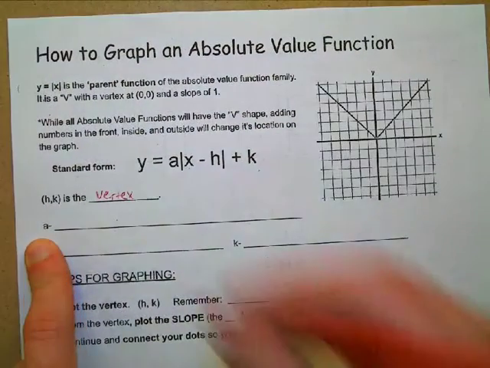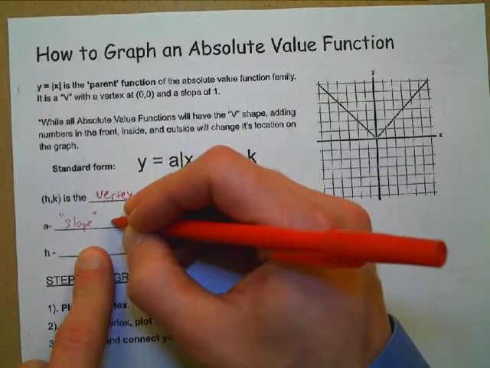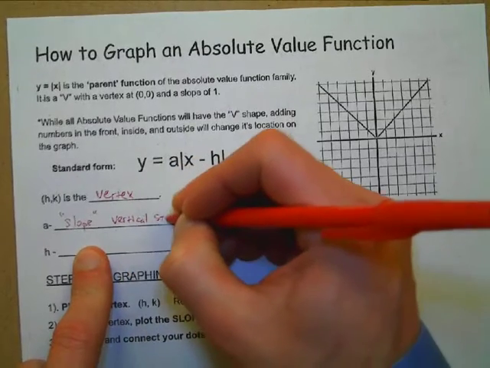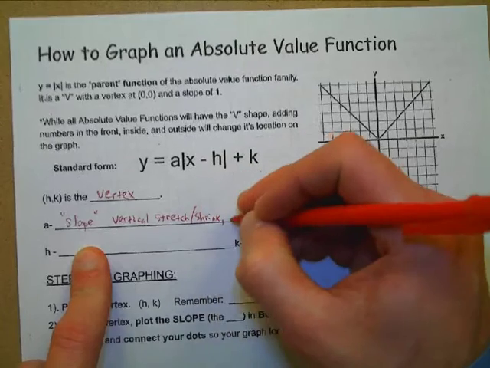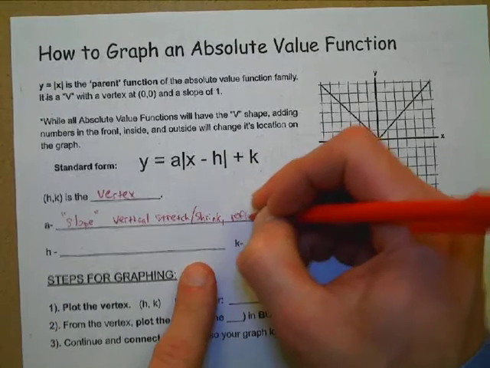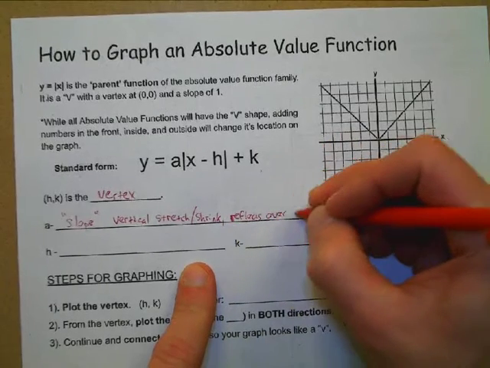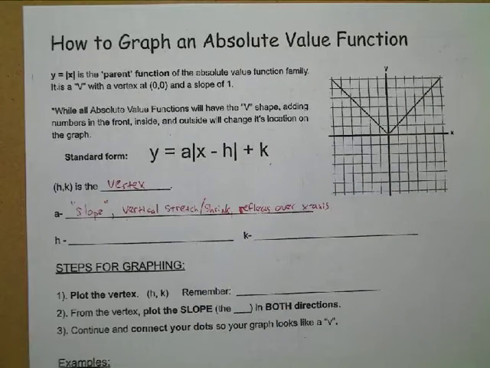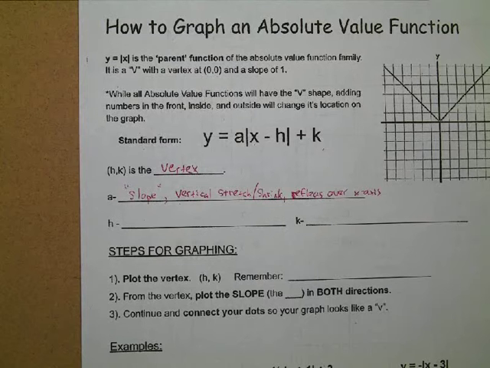You can think of it like the slope if you want. Or you can think of it as a vertical stretch or shrink, and it also reflects over the x-axis. So there's a couple different things that A can do. It'll get more narrow or it'll flatten out. You can also think of it, like I said, as reflecting over the x-axis.